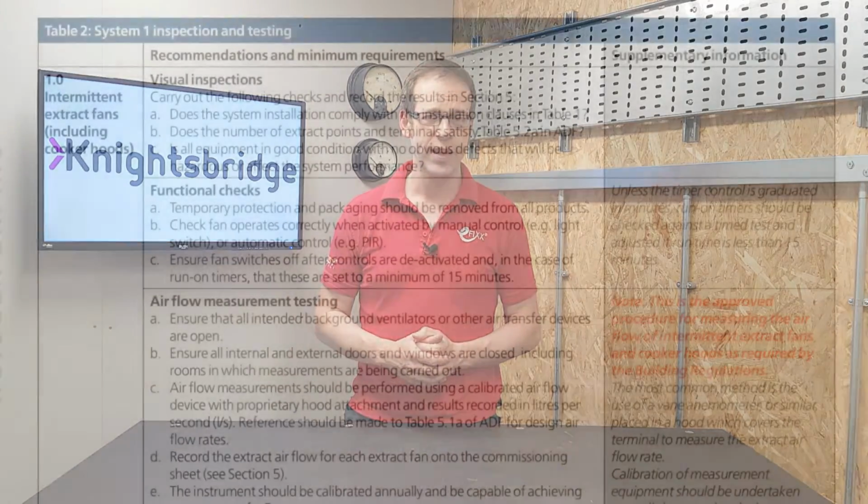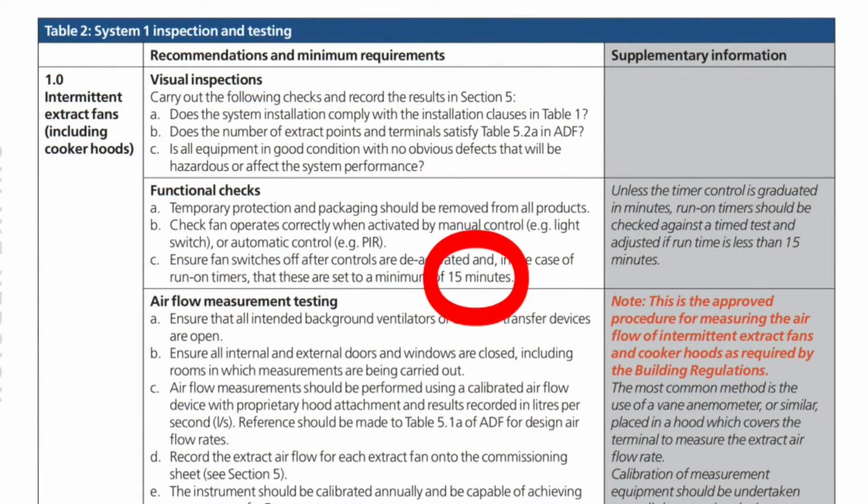And in the Domestic Ventilation Compliance Guide, we see the guidance when inspecting and testing a System 1 ventilation system that if a run-on timer is installed, it should be set to a minimum of 15 minutes. So there is official guidance for how long to set the overrun timer to when it's absolutely required, and also best practice recommendation whenever an overrun timer is installed.